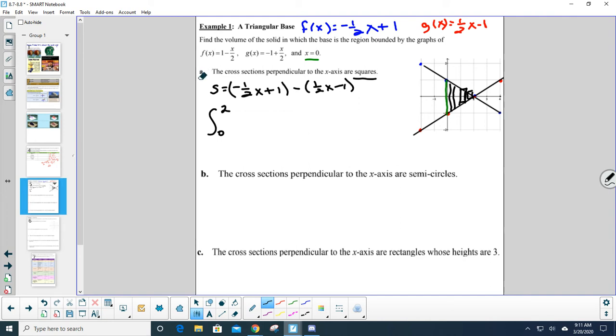And now what I'm going to have to do is work this out to find my side. I'm going to distribute, and I'm going to end up with negative x plus 2. Did I do that right? Y'all agree with me? Y'all know I'm not good at math.